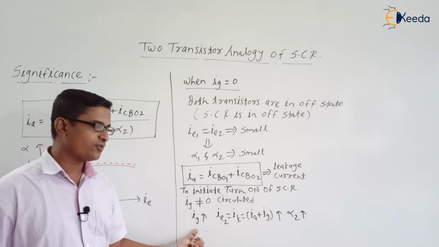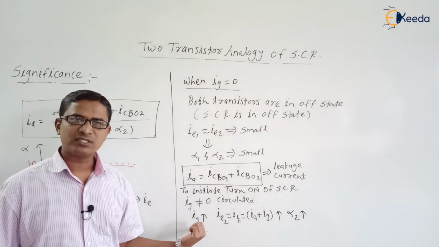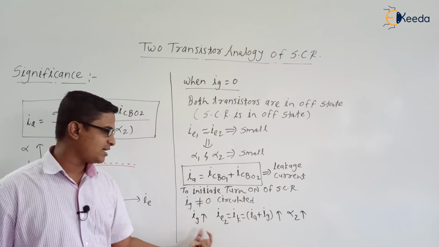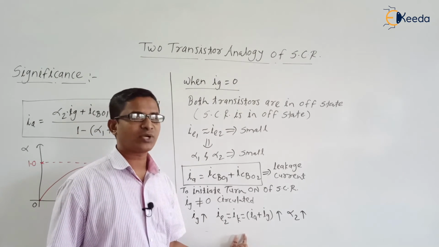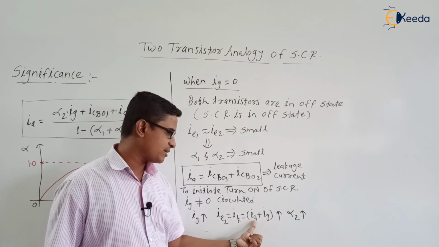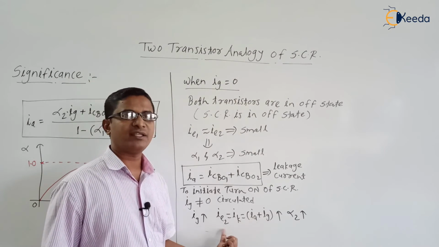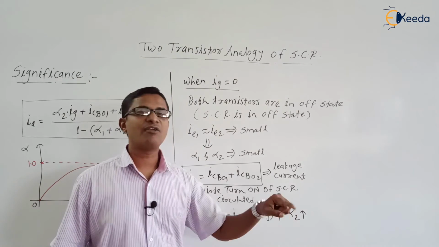So first of all, Ig we have increased. Why have we started non-zero Ig circulation? Because we are interested in turning on the SCR. So when Ig increases, Ie2 increases, because Ie2 means Ia plus Ig. Suppose Ia is a leakage current only. So leakage current plus Ig, therefore Ik increases. Ik increases means Ie2 increases. Ie2 increased means alpha 2 increased.